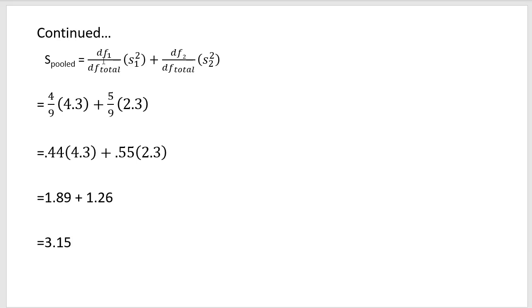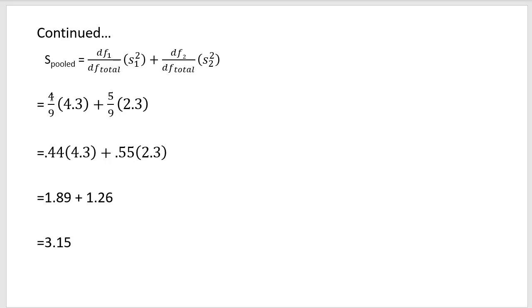The way that we do that is by taking the degrees of freedom in group 1 and dividing it by the degrees of freedom total, and multiplying it by the variance. That gives us a weighted variance. So 4 over 9, because the first group had 5 in it, so the degrees of freedom is 4. The total degrees of freedom is the degrees of freedom in group 1 plus the degrees of freedom in group 2. The degrees of freedom in group 1 was 4. The degrees of freedom in group 2 was 5. 5 plus 4 is 9. So 4 over 9 times 4.3 plus 5 over 9 times 2.3.